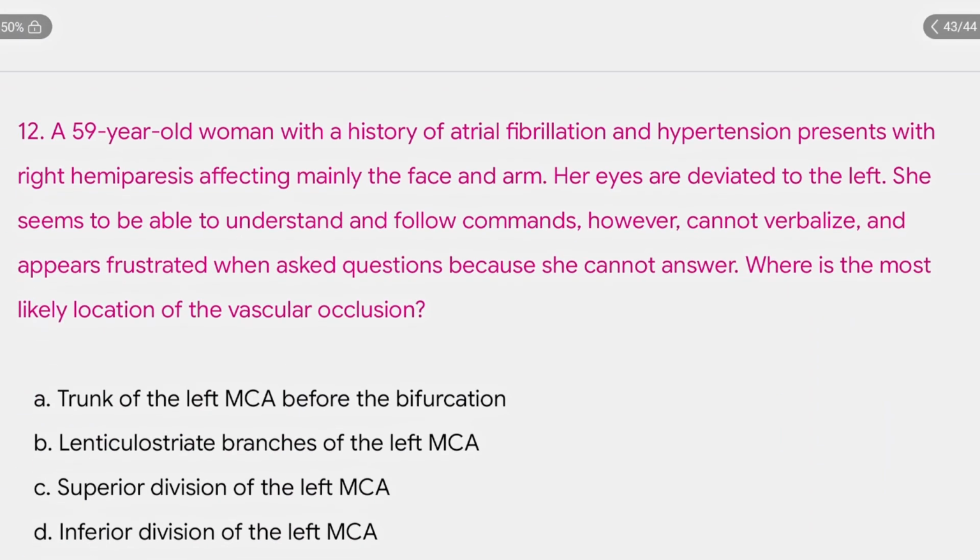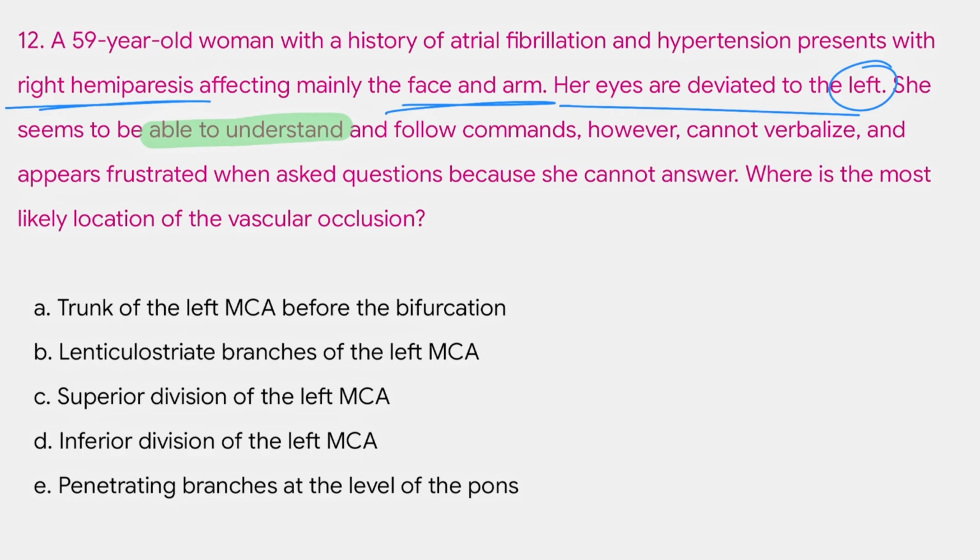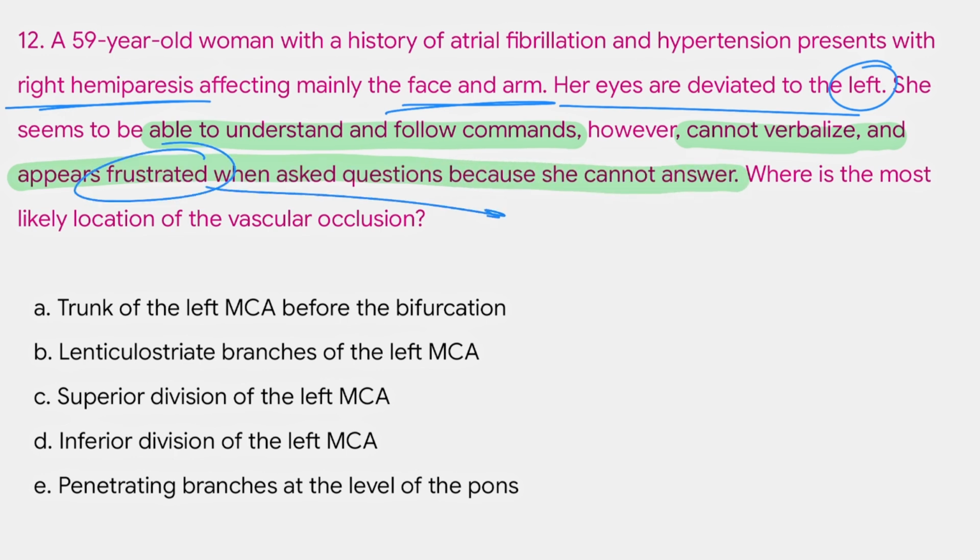That is watershed infarction. A 59-year-old woman with history of atrial fibrillation and hypertension presents with right hemiparesis, affecting mainly the face and arm. Her eyes are deviated to the left, so it's a left-sided lesion. She seems to be able to understand. There is comprehension; she can understand and follow commands. She cannot verbalize and appears frustrated when asked. This frustrated word is important. This is expressive aphasia or Broca's aphasia.